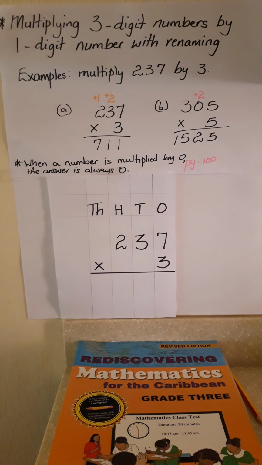Today's lesson will be on multiplying three-digit numbers by one-digit numbers with renaming. Last time we looked at multiplying two-digit numbers by a one-digit number with renaming. Today we're going to be moving on. I have two examples here. The first one is we're going to be multiplying 237 by 3. Now remember, when we're multiplying, we start with the digit in the ones column.